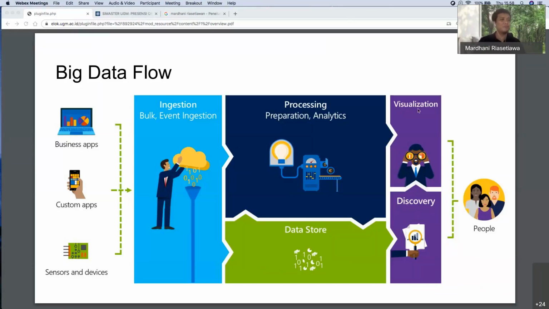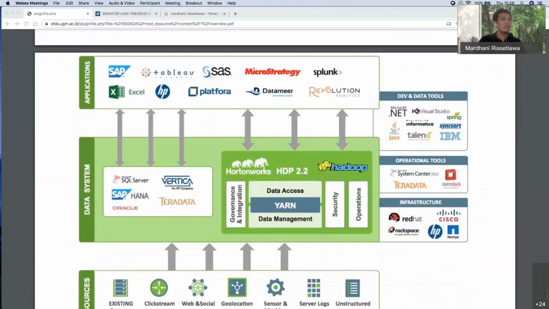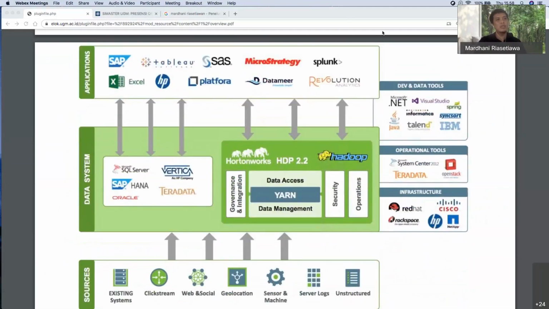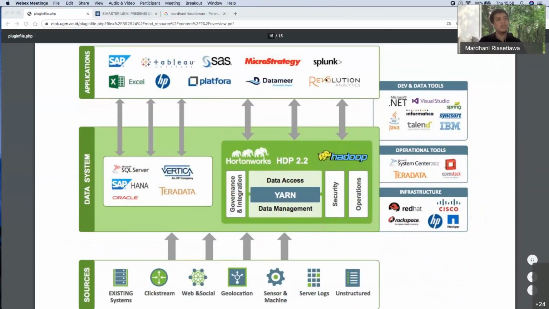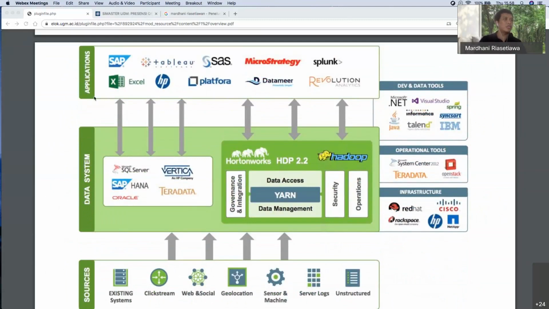So that's the illustration. This is the landscape. Some of these are the major technologies in big data. For example, in applications, SAP, Excel, Tableau, Platfora, Revolution, Splunk, and so on. And then we also have big data systems from SAP HANA, Oracle, Teradata. We work with these also, and then we also have Hortonworks, Cloudera, MapR, and so on. They also work on this engine, and of course other tools that also deal with big data.